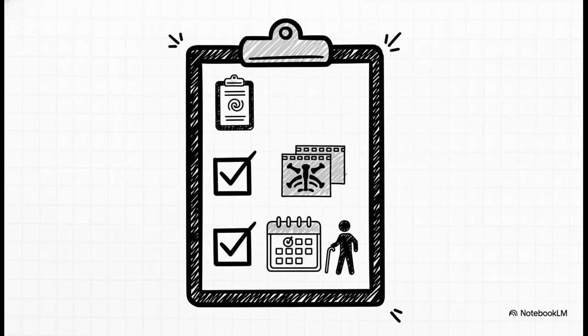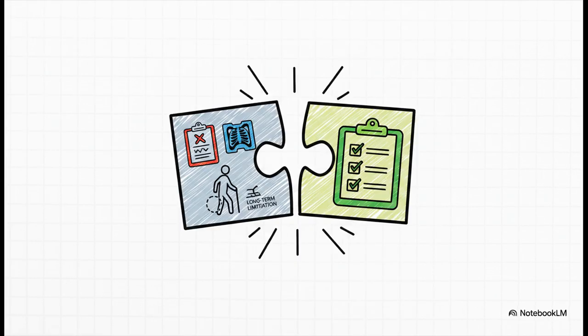Now, take a look at this. This is the actual checklist from the Social Security Administration for her specific condition. An applicant needs chronic joint pain, an anatomic abnormality on imaging, and limitations lasting at least 12 months. Does that sound a little familiar? It's a perfect match.